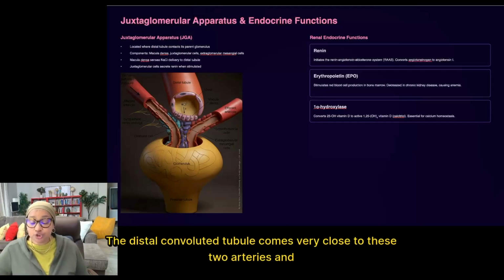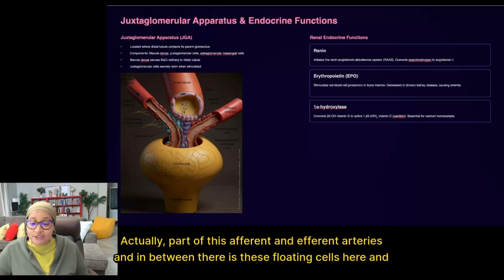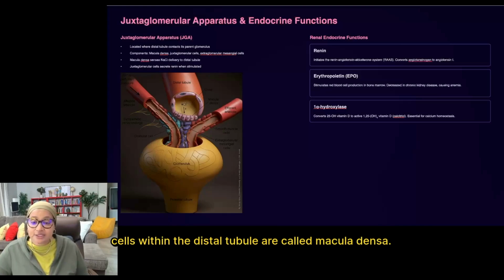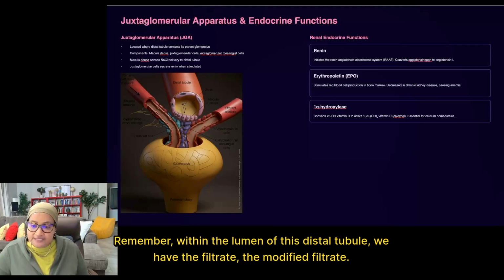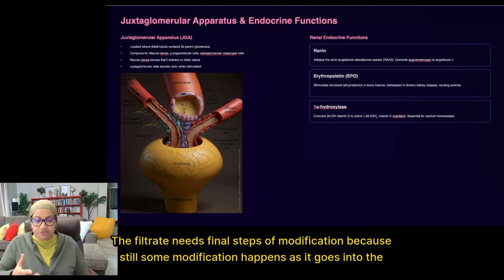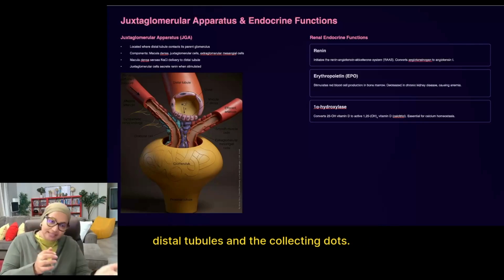The distal convoluted tubule comes very close to these two arteries, and actually together, part of this afferent and efferent arteries, and in between there are these cells, floating cells here, and cells within the distal tubule are called macula densa. Remember, within the lumen of this distal tubule, we have the filtrate, the modified filtrate. The filtrate in its final steps of modification, because still some modification happens as it goes into the distal tubules and the collecting ducts.